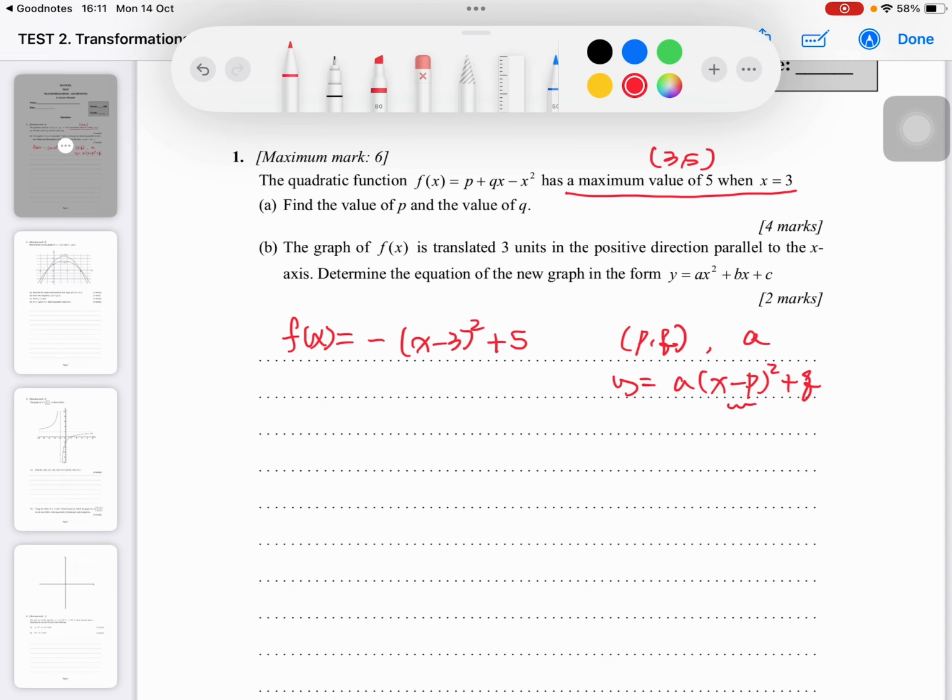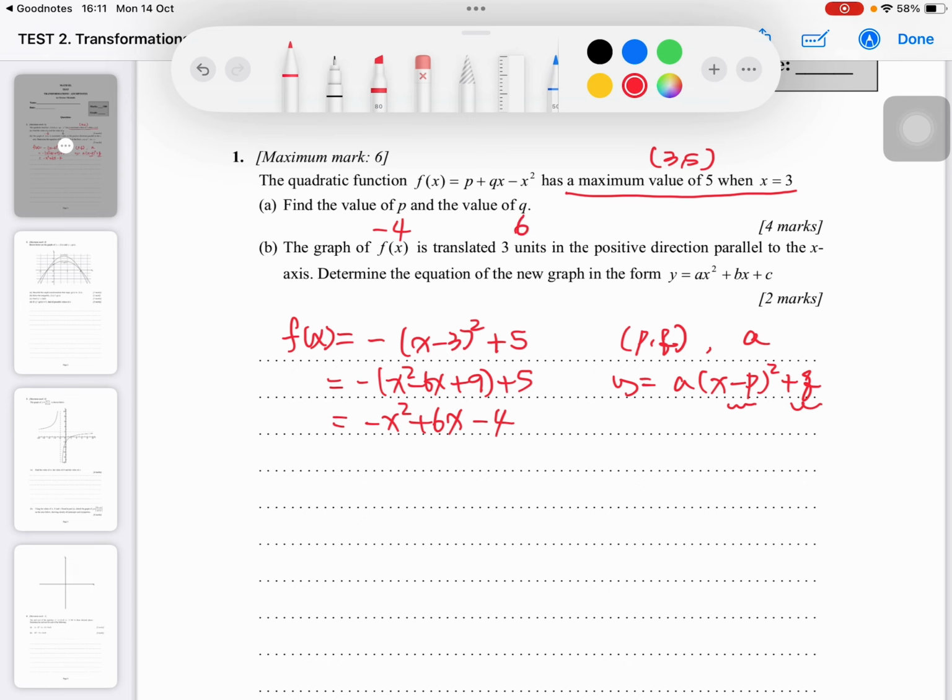This is a little bit confusing, P and Q. P is minus, Q is plus. So here, minus (x minus 3) squared plus 5. When I expand it, negative (x squared minus 6x plus 9) plus 5, so negative x squared plus 6x minus 4. So P is negative 4, Q is 6.